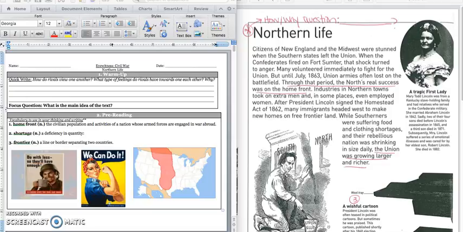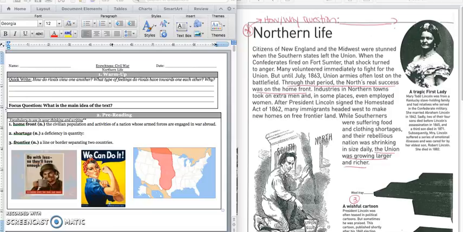You have a quick write. It says, how do rivals view one another? What type of feelings do rivals have towards each other and why? Press pause to write down your answer and play when you're ready for the vocabulary.